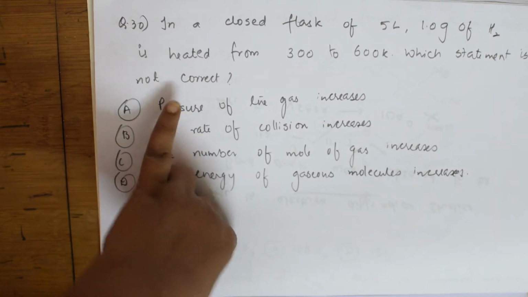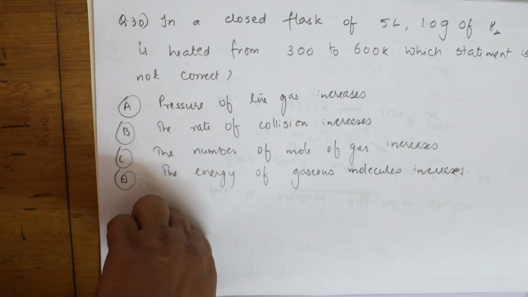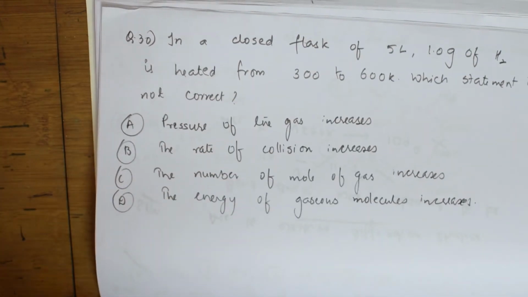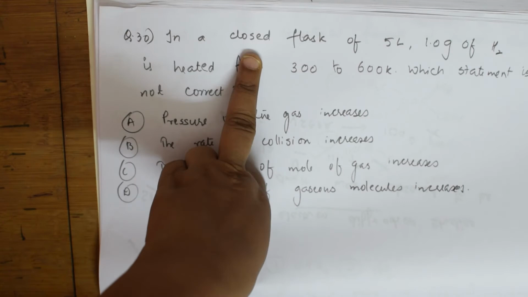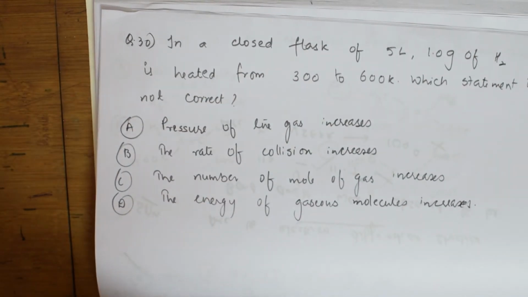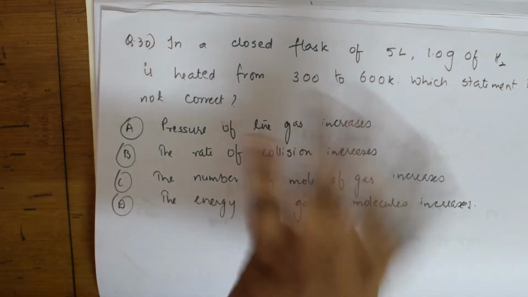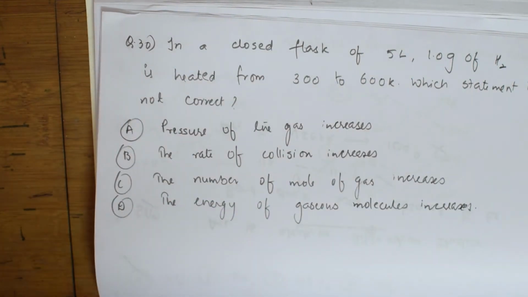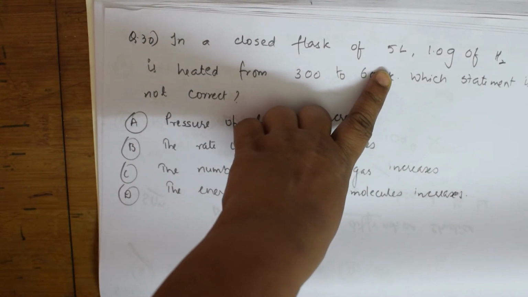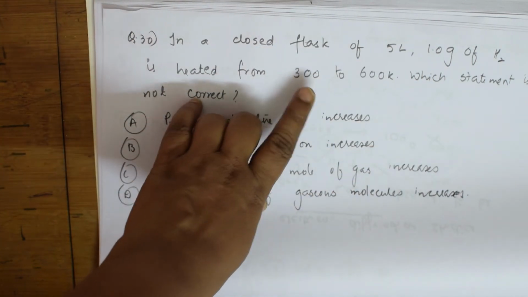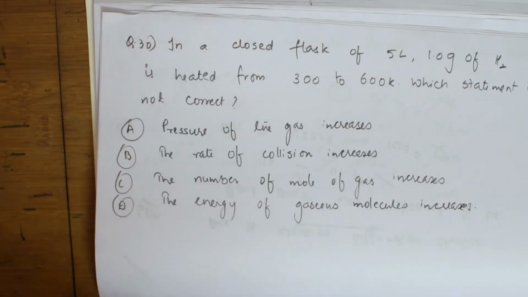So what option is not correct, they said, right? The pressure, along with the number of moles of the gas, remains the same. Why? Because it is a closed flask, isn't it? In a closed flask, remember, nothing gets isolated, which means there is no distribution. It's closed inside that container only. So that container is how much capacity? 5 liter. How much is there? 1 gram of hydrogen. It is heated from 300 to 600 Kelvin. Everything is happening inside that only.